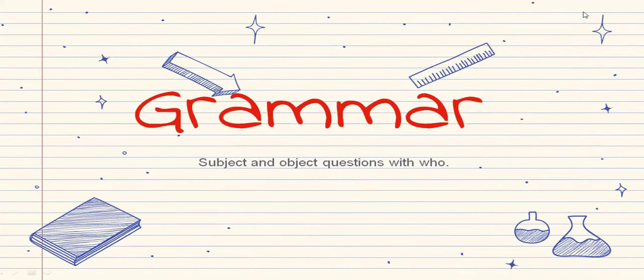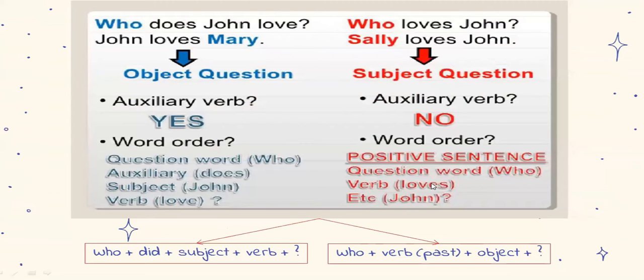So we are going to begin with the first one, that is subject and object questions with who. So I have this picture to explain what subject and object questions are. First of all, you need to know that every sentence has an object and a subject, okay? The subject is the person that does the action, and the object is the person that receives that action. Well, not exactly the person, because it can also be an animal or a thing.